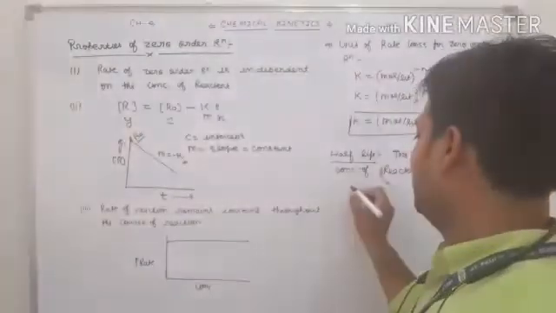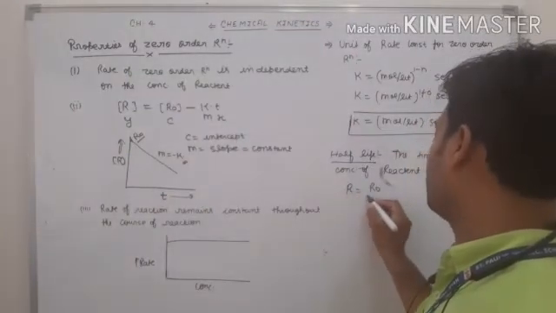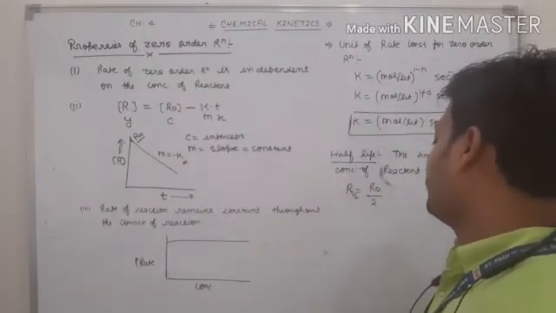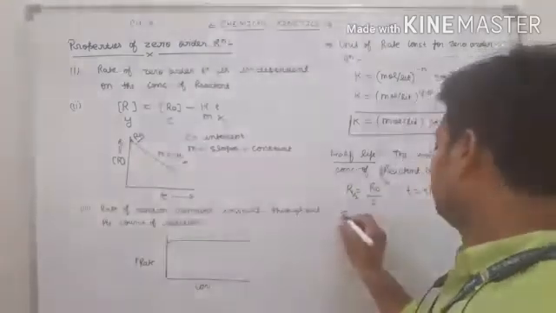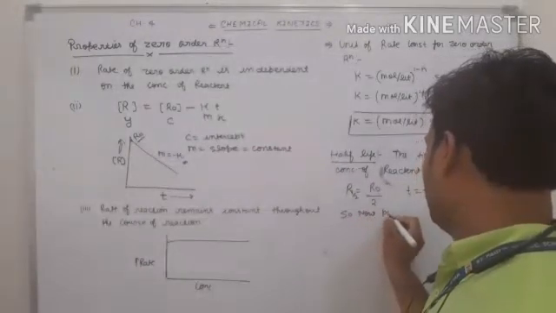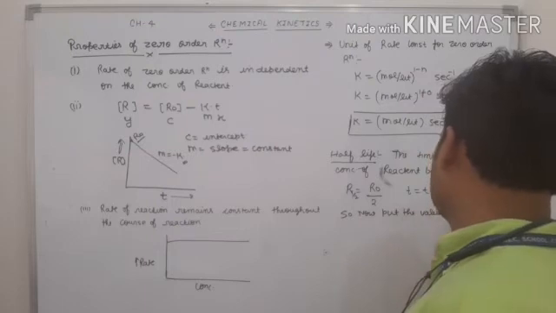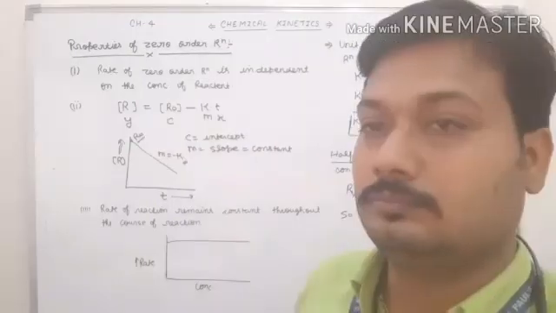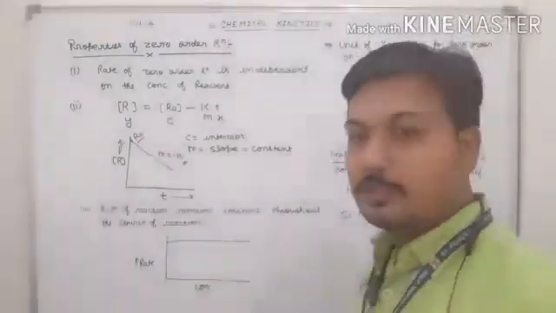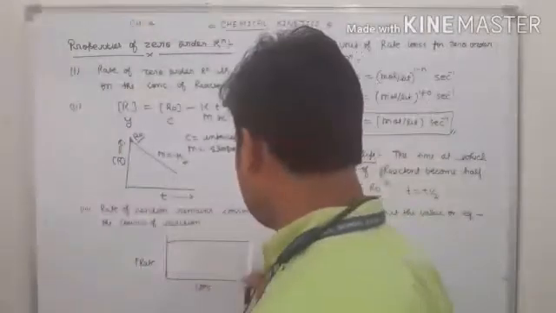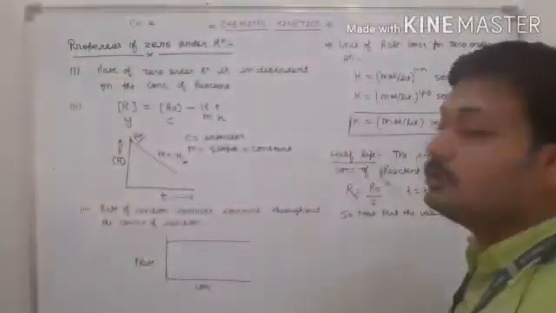Okay, so here R is equal to R naught by 2. R half is equal to R naught by 2, here t is equal to t half. So now put the value in the equation. So rate of reaction remains constant throughout the course of reaction. So rate remains constant during the change in concentration. So this is another graph for the zero order reaction.